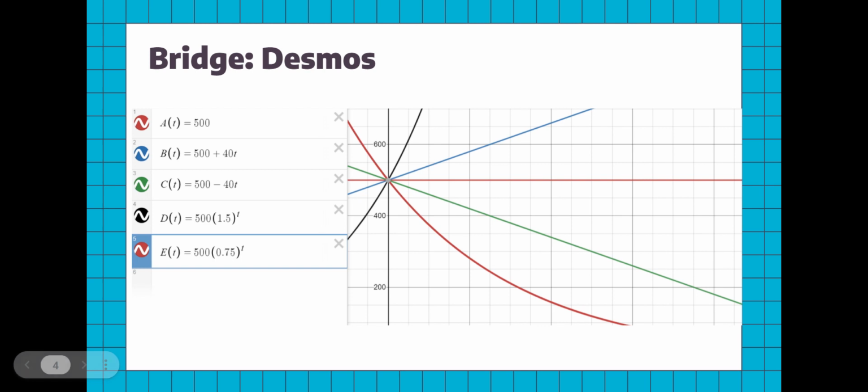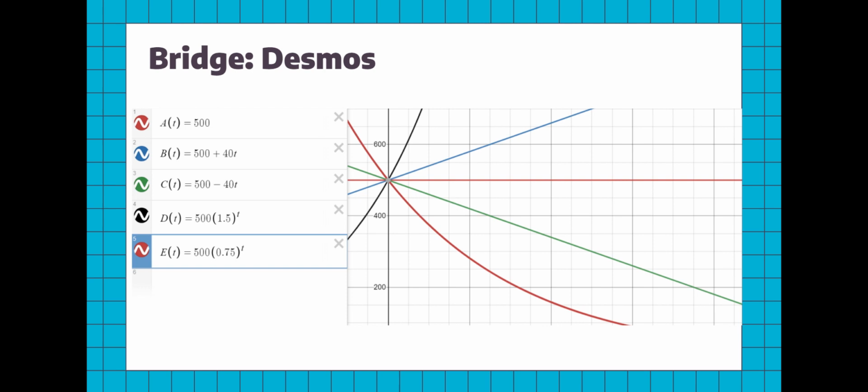Okay, so this should be sort of what your graphs looked like. Hopefully you adjusted your window so that you could see each function a little bit better. We can see that in this activity, each of the graphs, what they have in common is that they are intersecting the y-axis at 500. But we can see that they have some differences as well. So just some things to note.